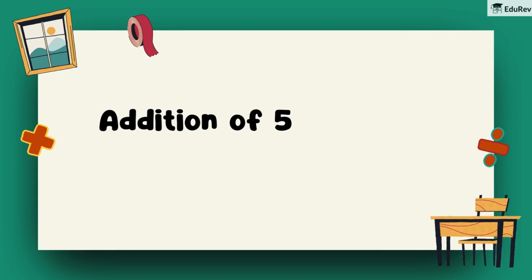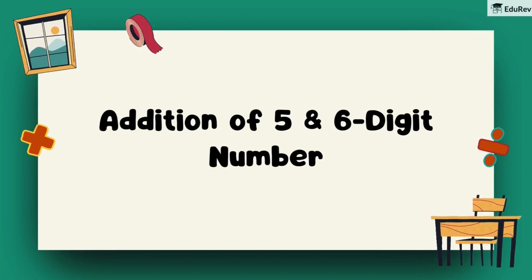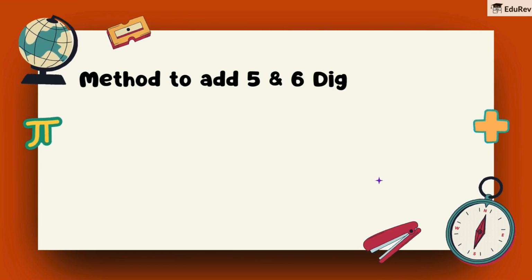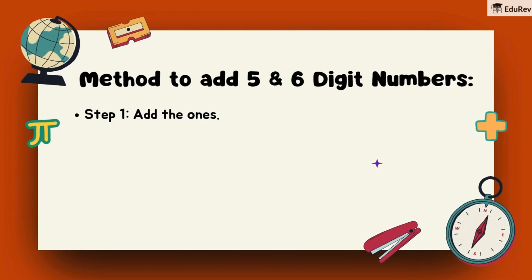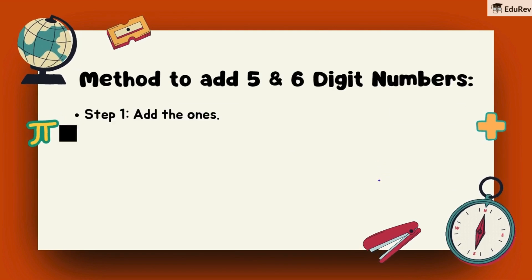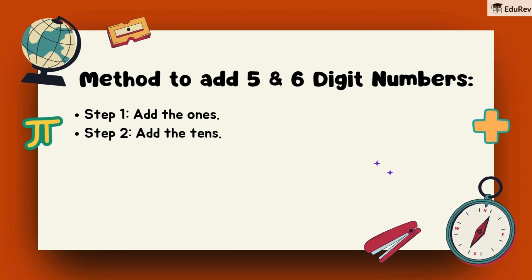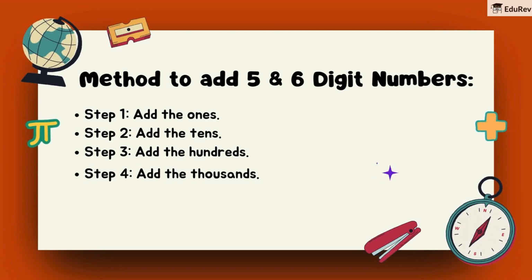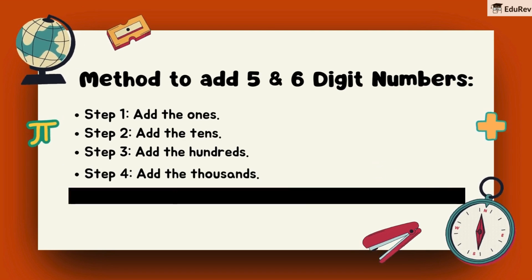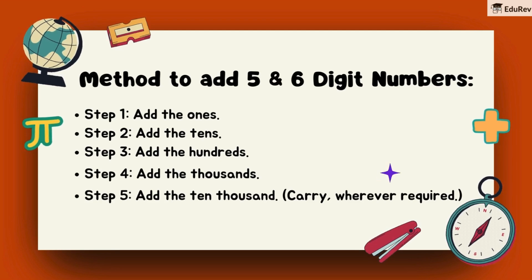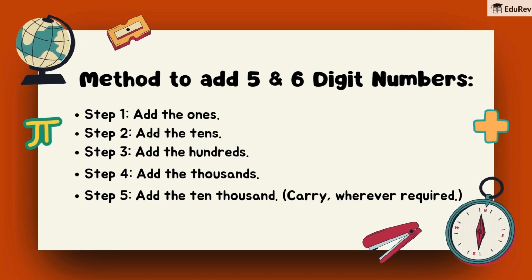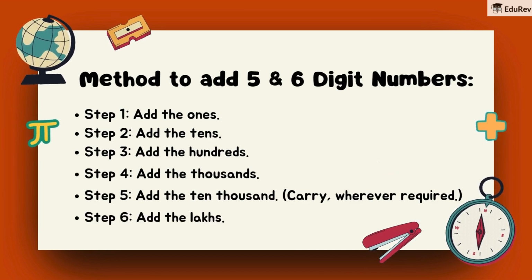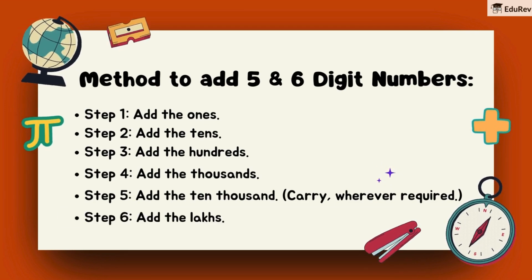Now, let us learn the addition of 5 and 6-digit numbers. Method to add 5 and 6-digit numbers is: Step 1. Add the ones. Step 2. Add the tens. Step 3. Add the hundreds. Step 4. Add the thousands. Step 5. Add the 10,000s. Do not forget to carry wherever required. Step 6. Add the lakhs.